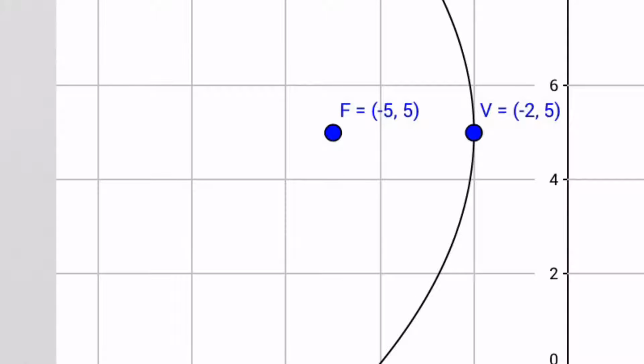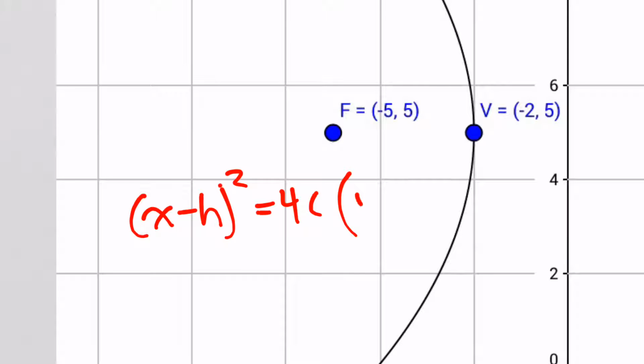Writing the equation of a horizontally opening parabola is no different than writing the equation of a vertically opening parabola. In what you do, we just have to use a slightly modified equation. Now, when our parabola was vertical, we had x minus h squared equals 4c times y minus k.